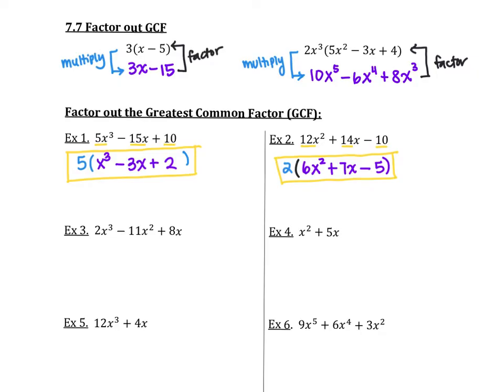Okay, for the next 2 examples, I'm going to add a variable. Let me check the coefficients first. I have 2, 11, and 8. Is there a number that divides out of 2, 11, and 8? No, 11 doesn't divide by 2, so there's no number that I can divide out. Let me see if there's a variable in common. This has x to the third, this has x to the second, and this has an x. So all of them have at least an x, so I'm going to factor out an x.